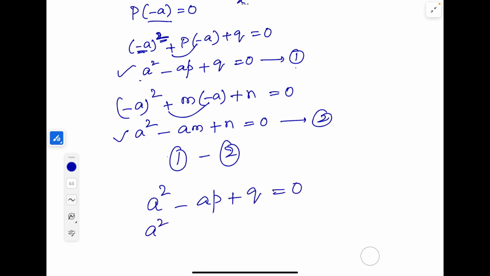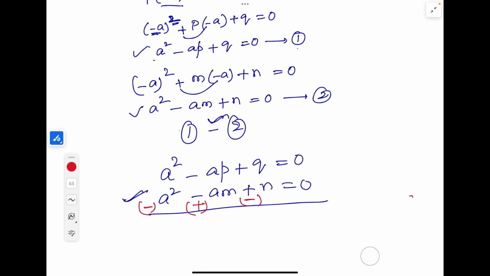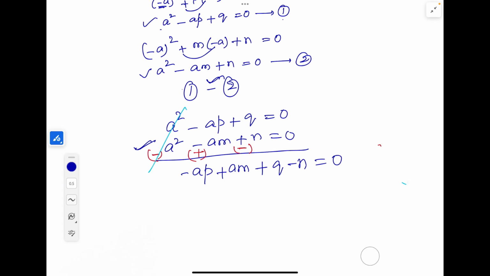Okay, so a square minus am plus n is equal to 0. Whenever you are subtracting, children, the signs of the second equation will change. Plus a square will become minus a square, minus am will become plus am, plus n will become minus n, and this is fine, this is 0 anyhow. Plus a square gets cancelled, minus ap plus am plus q minus n is equal to 0, right?